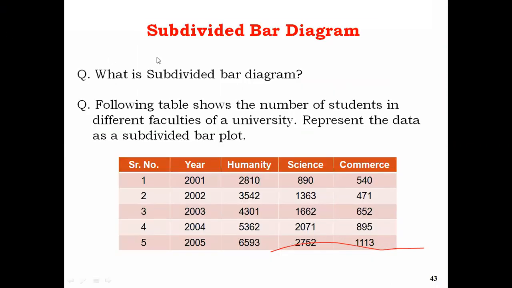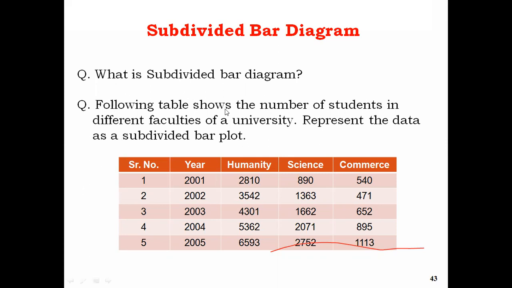Okay, this is the subdivided bar diagram. So just write what a subdivided bar diagram is. You can find this out from books, from higher secondary level statistics books or degree level books. And then this is an example.